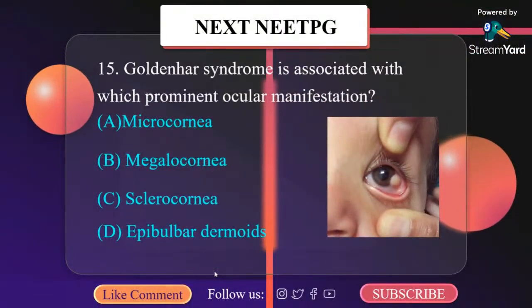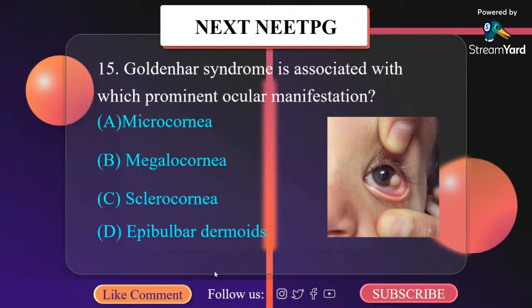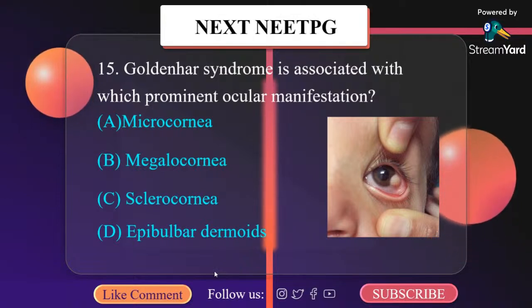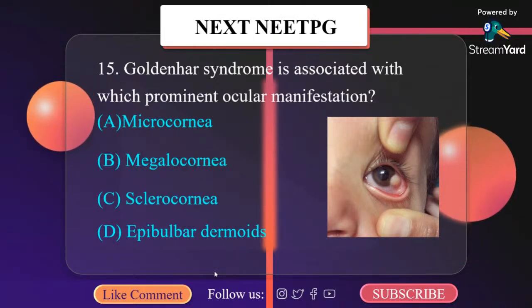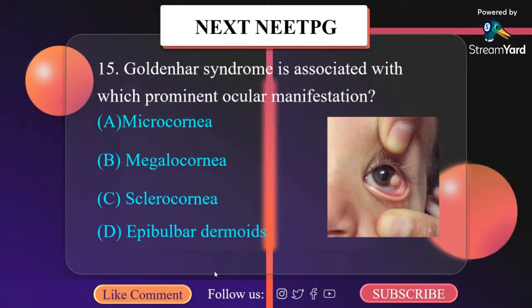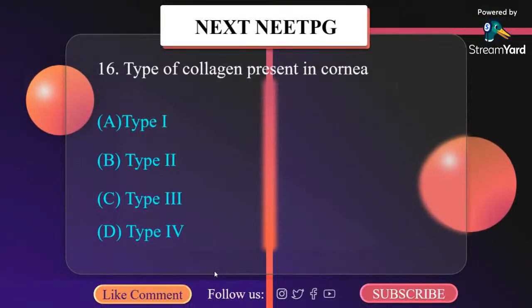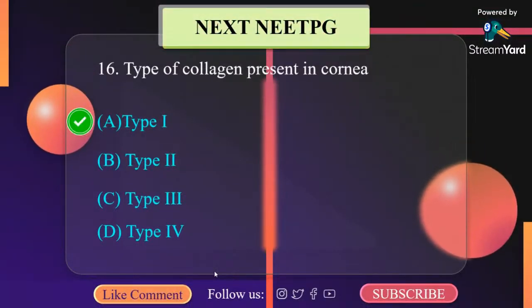Goldenhar syndrome is associated with which prominent ocular manifestation? A. Microcornea, B. Megalocornea, C. Sclerocornea, D. Epibulbar dermoids. Well, it is epibulbar dermoids. Type of collagen present in cornea is type 1.